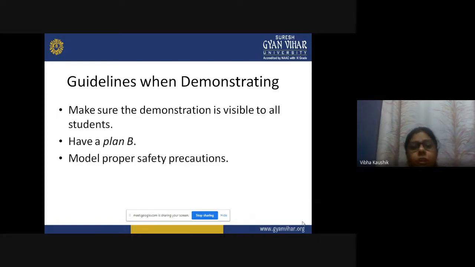Guidelines when demonstrating. Make sure the demonstration is visible to all students. Now, it's the duty of the teacher, when he or she is using the demonstration method, that the demo should be in such a way that all the students will be able to see what the teacher is demonstrating. Have a plan B. Model proper safety precautions.